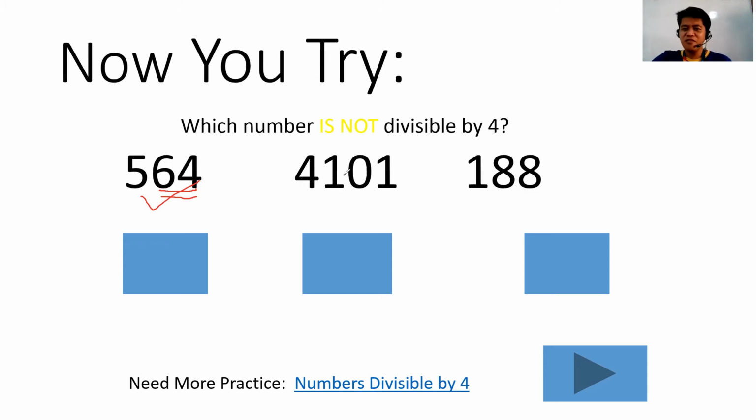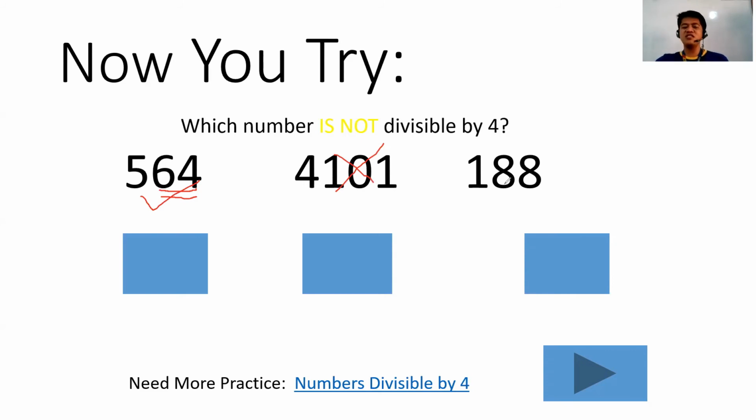Now, tingnan natin si 4,101. What are the last two digits? Tingnan natin ng maayos. What are the last two digits? Very good. It's 0, 1 or 1. And 1 is not divisible by 4. So therefore, 4,101 is not divisible by 4.